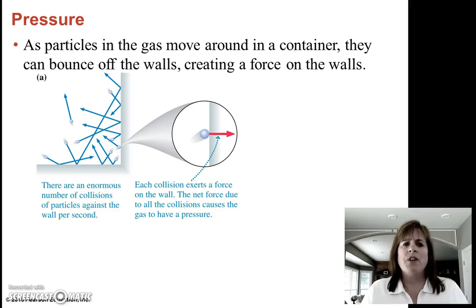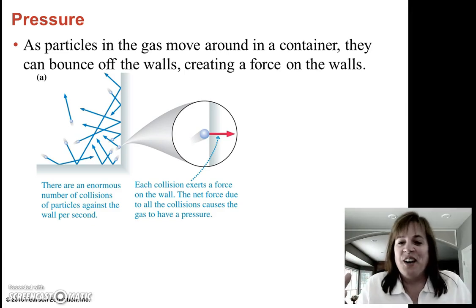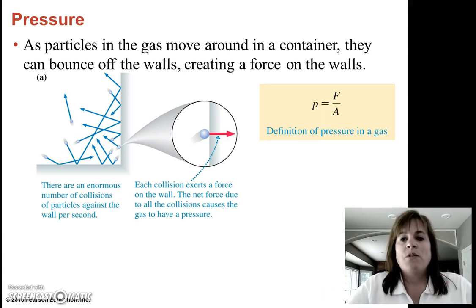So where does pressure come from? Pressure comes from collisions, right? As molecules move around their containers, they're moving at high speeds and they collide with each other and with the walls of their container. And every time they collide, they exert a force. If you collide with something, you can feel the force. And remember from fluids, we said that pressure is equal to force over area.